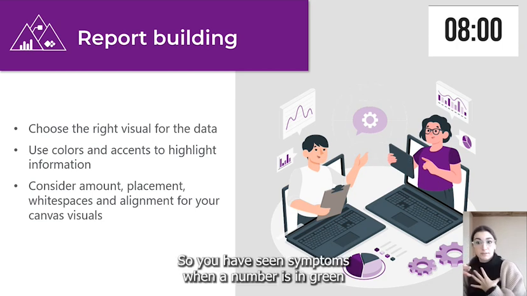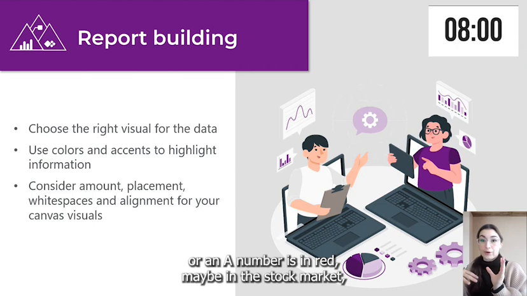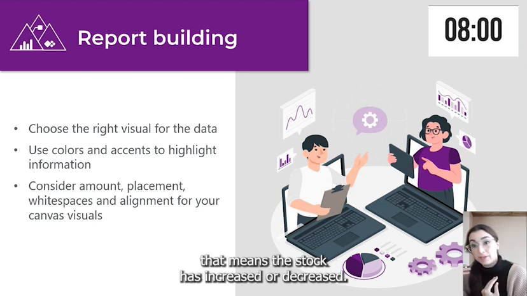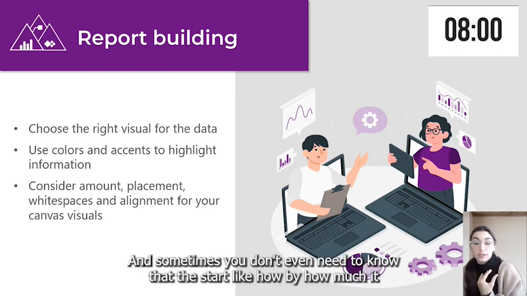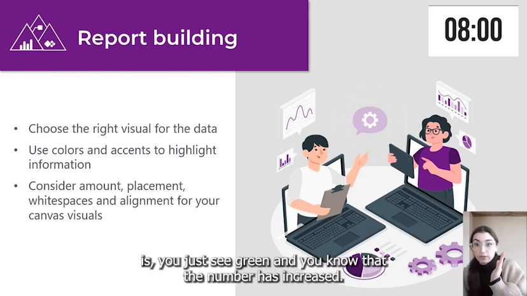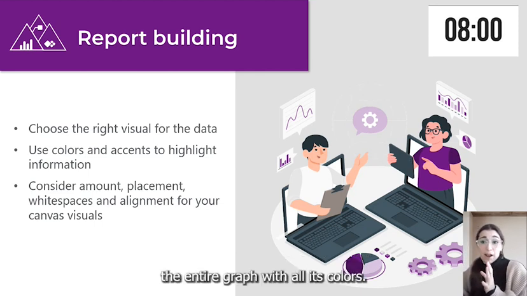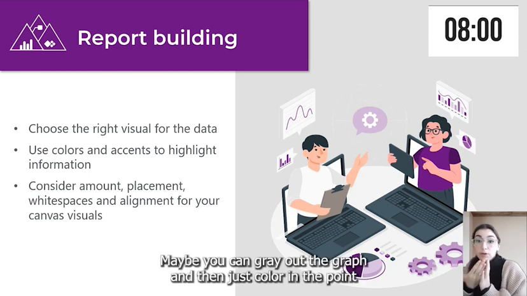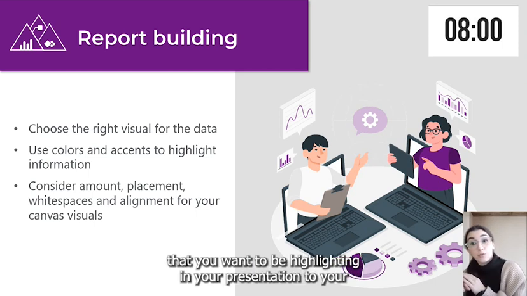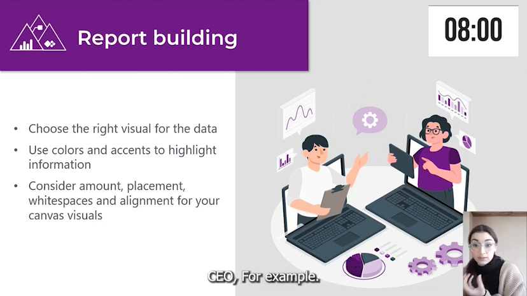Using colors and accents to highlight the information. So you have seen sometimes when a number is in green and a number is in red, maybe in the stock market, that means the stock has increased or decreased. And sometimes you don't even need to know by how much it is, you just see green and you know that the number has increased. So use those elements in Power BI. Maybe you don't need to show the entire graph with all its colors. Maybe you can gray out the graph and then just color in the point that you want to be highlighting in your presentation to your CEO, for example.